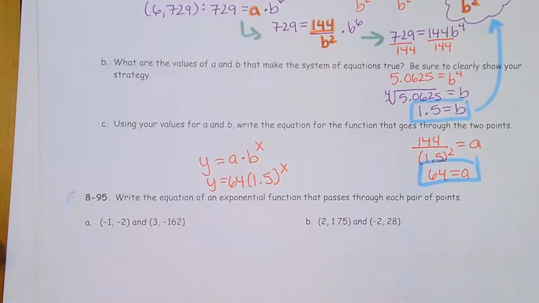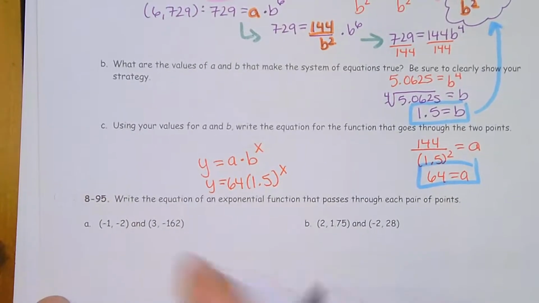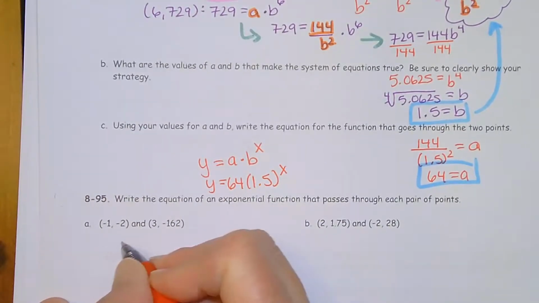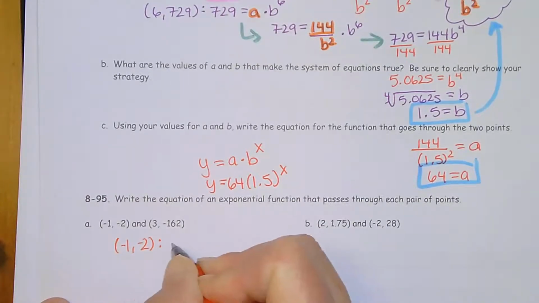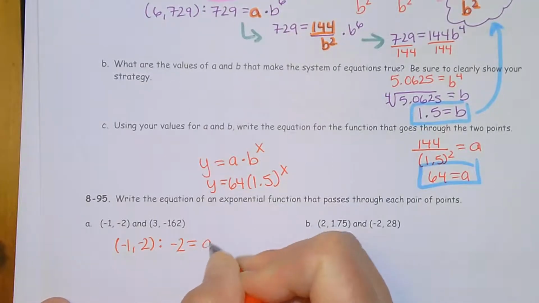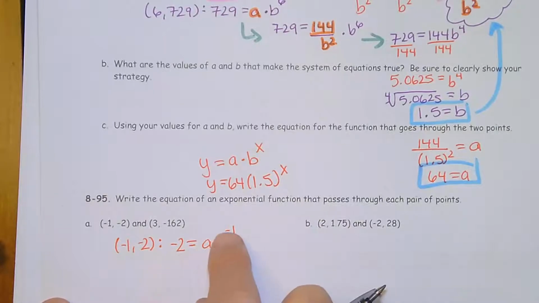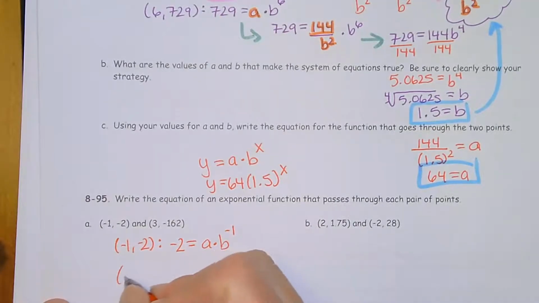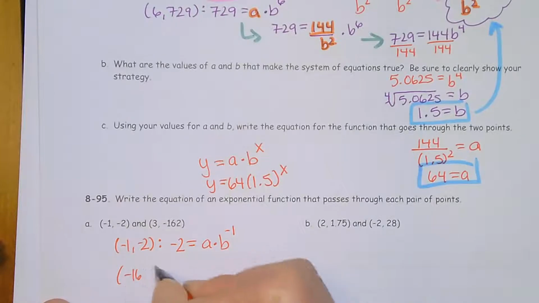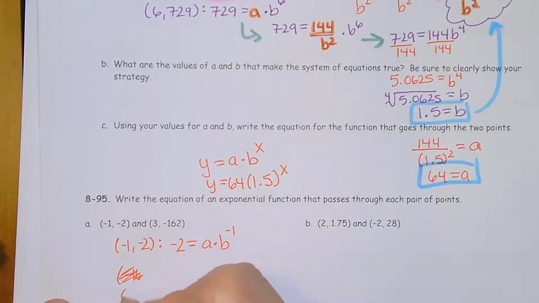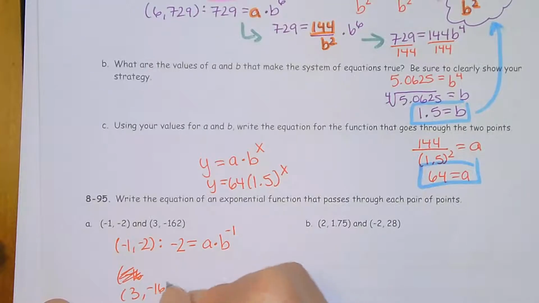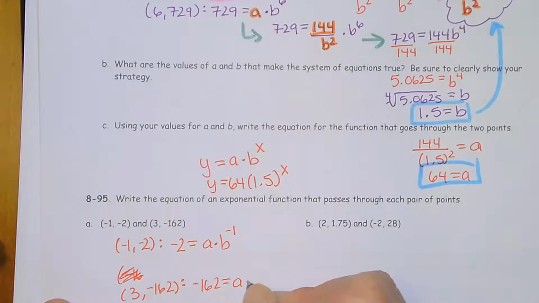So let me go with the answer right now. So I'm going to go through the same method. I'm going to go for -1, -2. I'm going to get -2 is equal to A times B to the negative first power. Again, this is my y and this is my x. I'm going to do the same with, sorry, I'm writing that point wrong, 3 comma -162. So I'm going to get -162 is equal to A times B to the third.